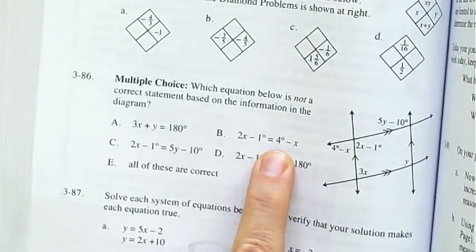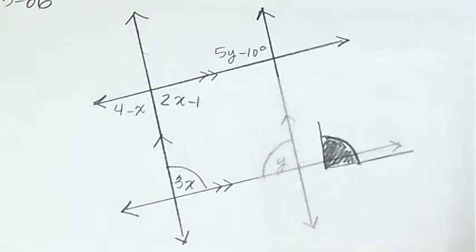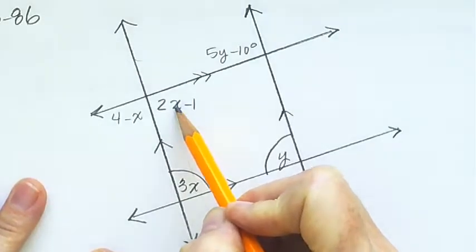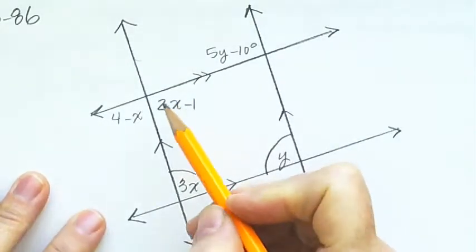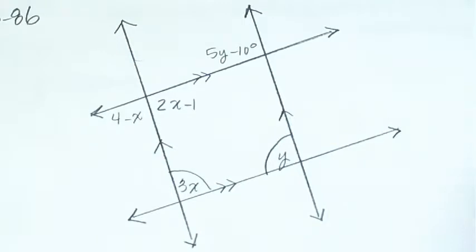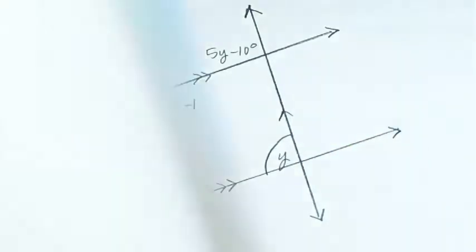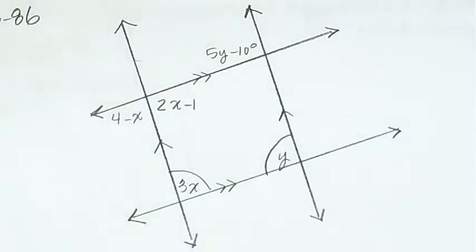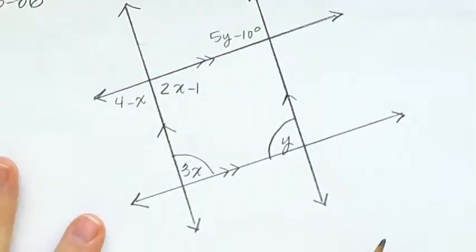Let's try part B. 2x minus 1 equals 4 minus x. Okay, look at these two angles. Are these two angles equal? Now, some of you are going to say, yeah, that's 90 degrees. The way I've drawn it, it kind of looks like it's 90 degrees, but if you look in the book, it doesn't quite look like 90 degrees.